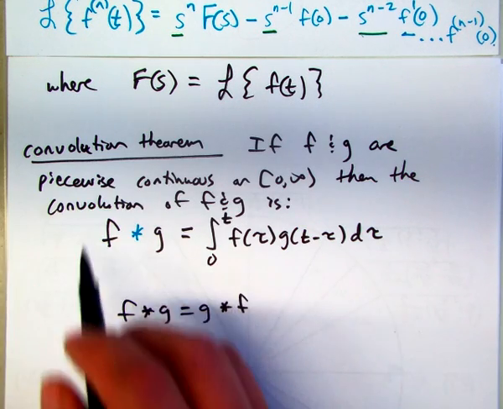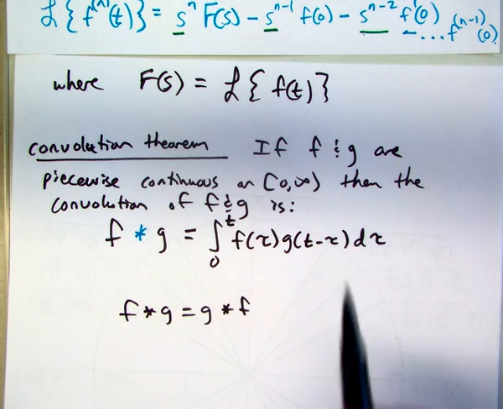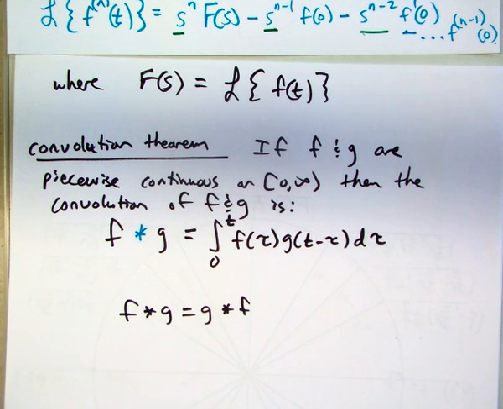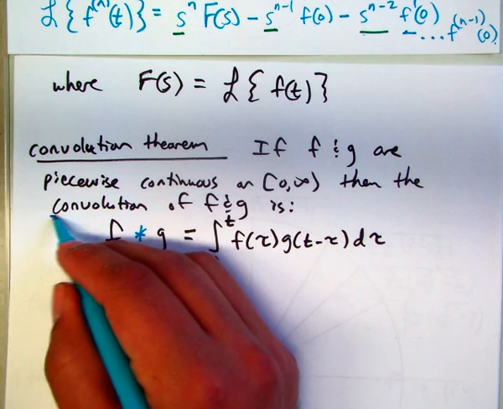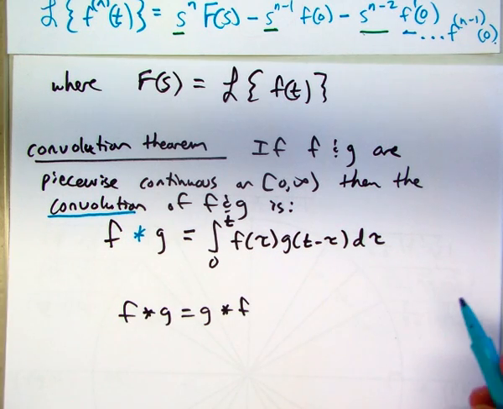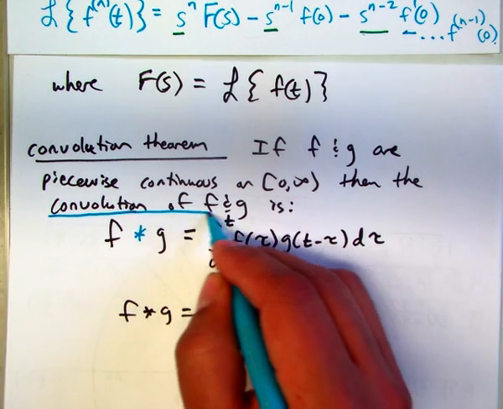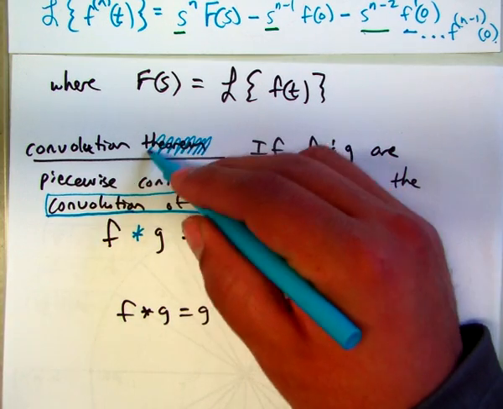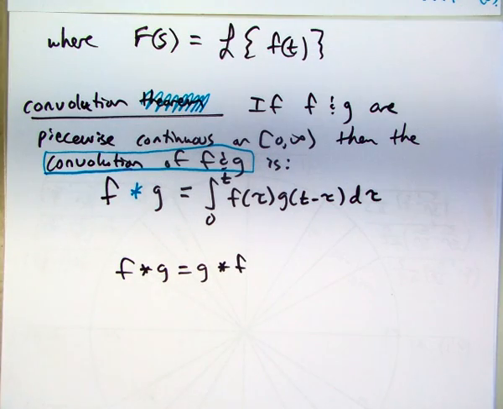I should probably clarify. This isn't the theorem yet. We're building up to the convolution theorem. This is just the definition of convolution. So maybe we'll scratch this out. We'll build up to the theorem. Let's try an example with this one.